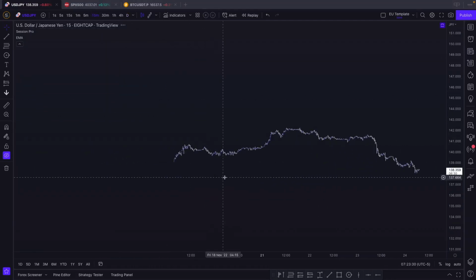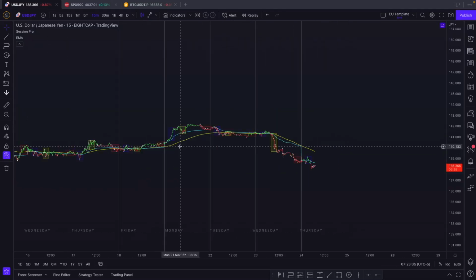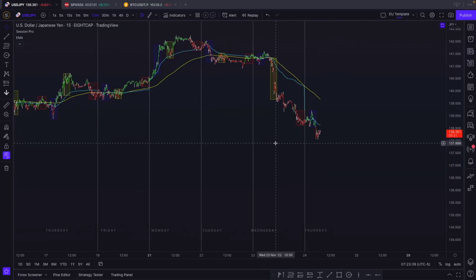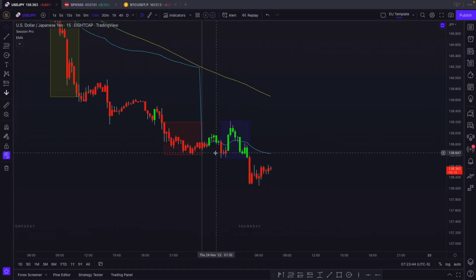Let's go down to a 15-minute chart and turn on our indicators. So here we have the Session Pro indicator. It's a free accumulation zone indicator. And now let's check the setup we had here this morning.